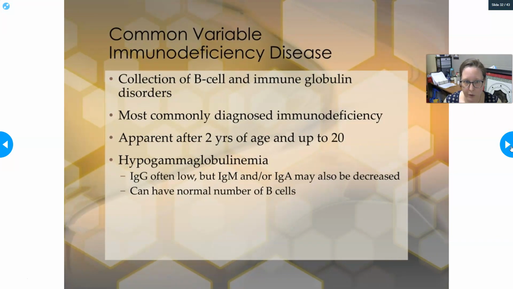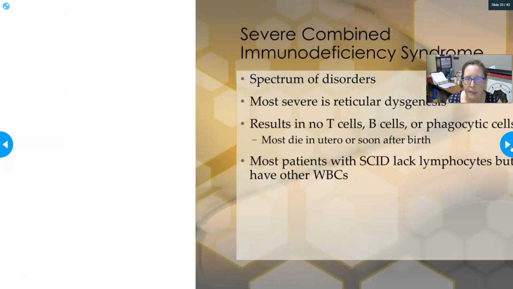CVID, or common variable immunodeficiency disease, is a collection of B-cell and immunoglobulin disorders. It is the most commonly diagnosed immunodeficiency. It shows up between 2 years of age and as late as even 20 to be diagnosed, and usually they have a hypogammaglobulinemia, meaning you're lacking one of the immunoglobulins. So IgG is often low, but IgM or IgA could also be decreased. And so they could have low IgG or just low IgA. And they can have a normal number of B cells. It's just their capacity to produce a certain type of immunoglobulin is decreased.